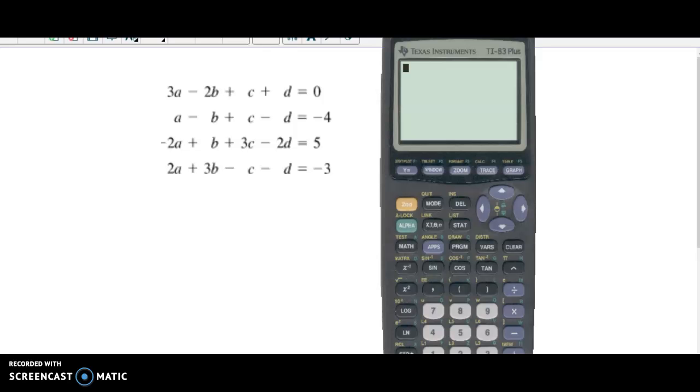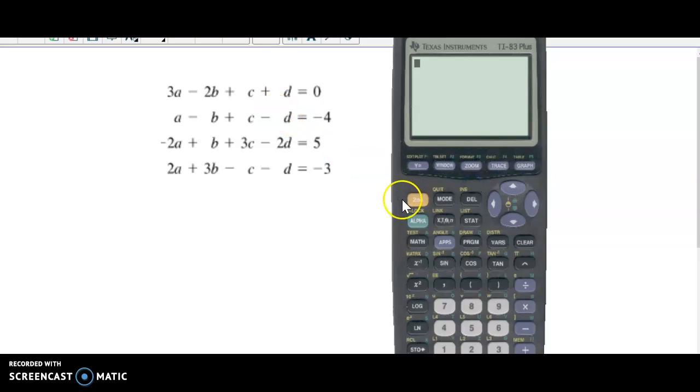Okay, I am going to go through all the steps again with you, just in case some of you are having trouble. If you took stats, you probably are used to this. But remember, you hit second matrix, which is the x to the negative 1 button. I'm going to edit. You have to go over to edit, and I'm going to put this in B just in case I need A later. Matrix B is going to be a 4 by 5.